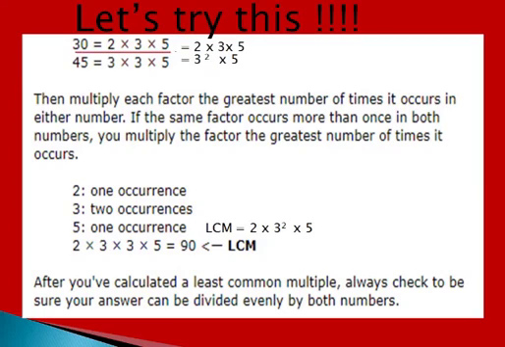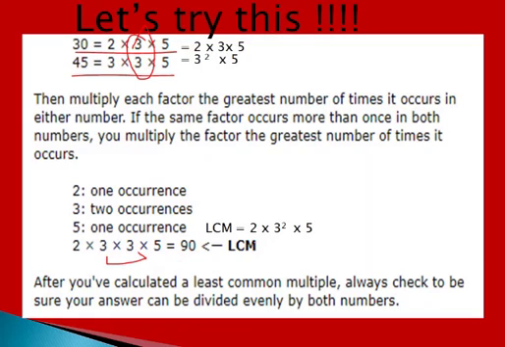So let's try this. The prime factorization of 30 is 2 times 3 times 5. And the prime factorization of 45 is 3 times 3 times 5. In the LCM, the common factor is 3, so I'll write it once, but here we have this uncommon factor 3 as well. See, it's written here. Then we have the common factor 5, so I've written it once, and then 2 is left. So here 3 times 3 can be written as 3 square.